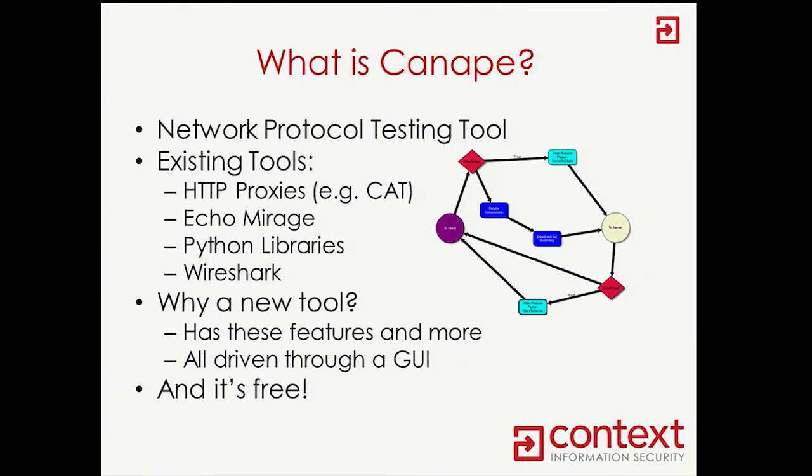So first off, I guess, what is Canape? Those of you who don't know, Canape is a free tool released by Context. It was first released in March this year at Black Hat Europe. It's a tool for intercepting, analyzing and modifying network application traffic. So it's similar to the HTTP proxies, your Cats, your Burps, your Fiddlers, but for the generic network protocol world. So this isn't just for HTTP. This is for any network protocol.